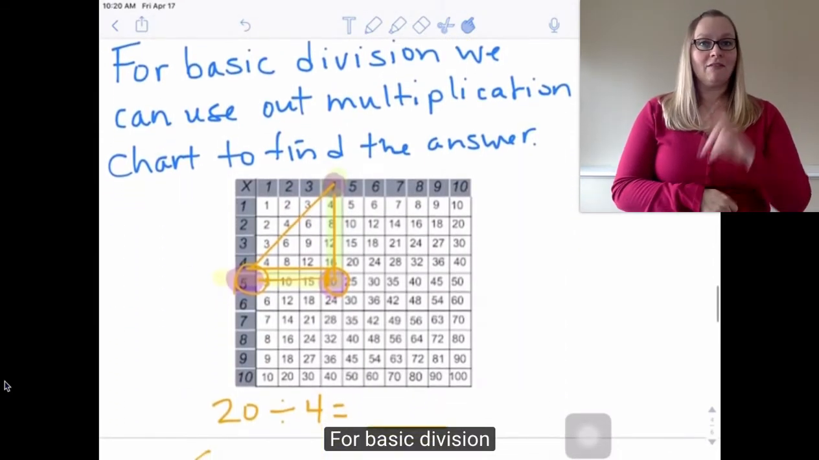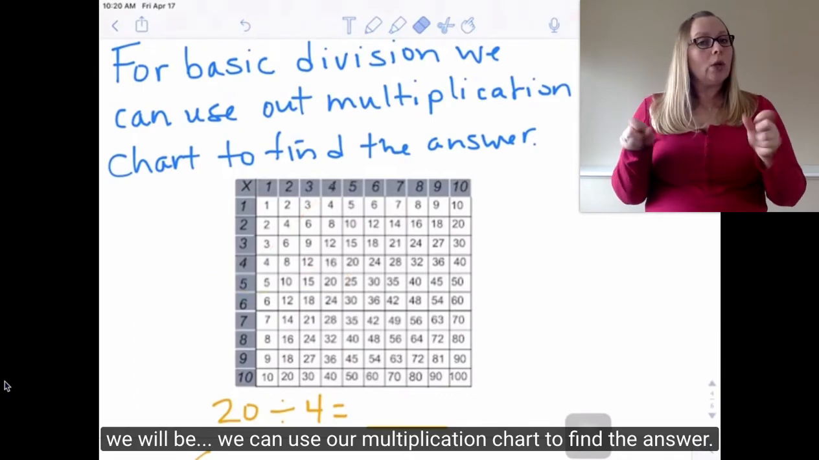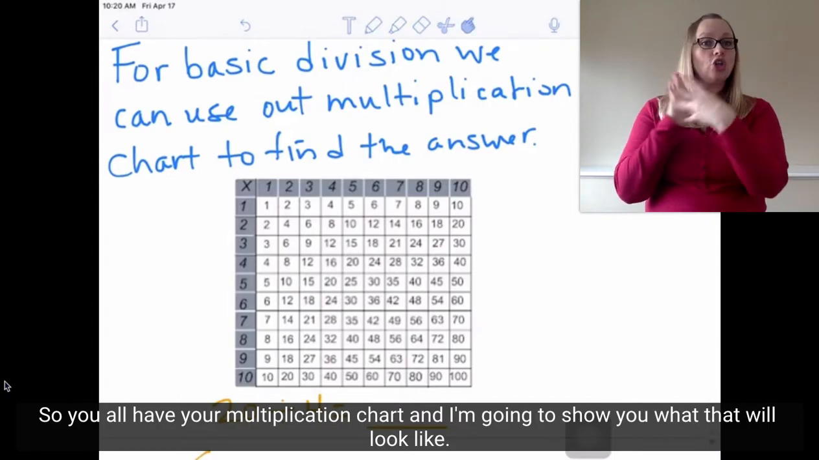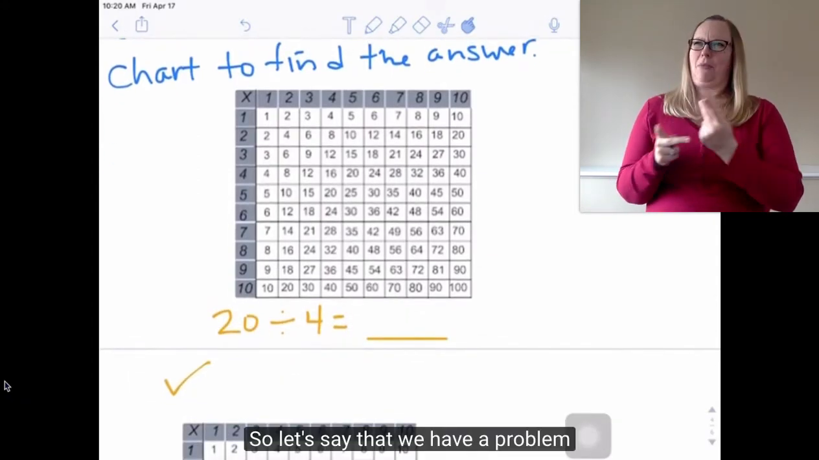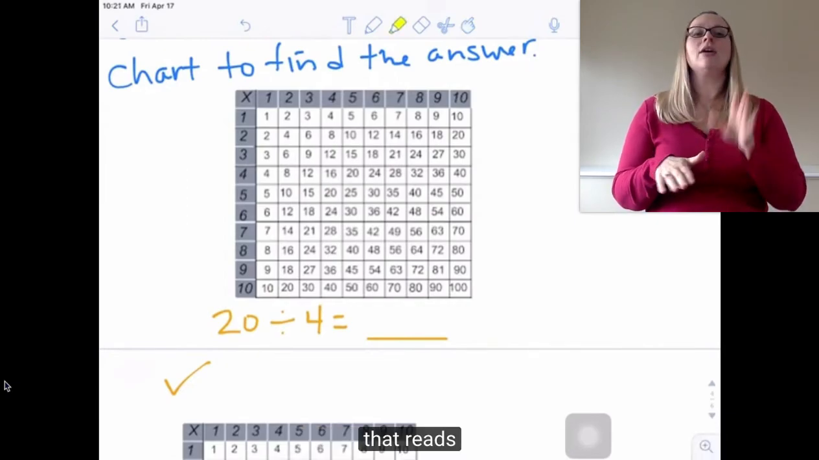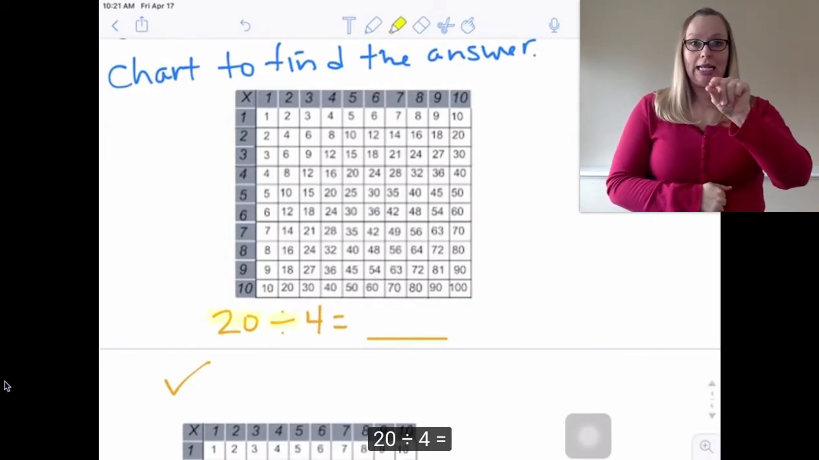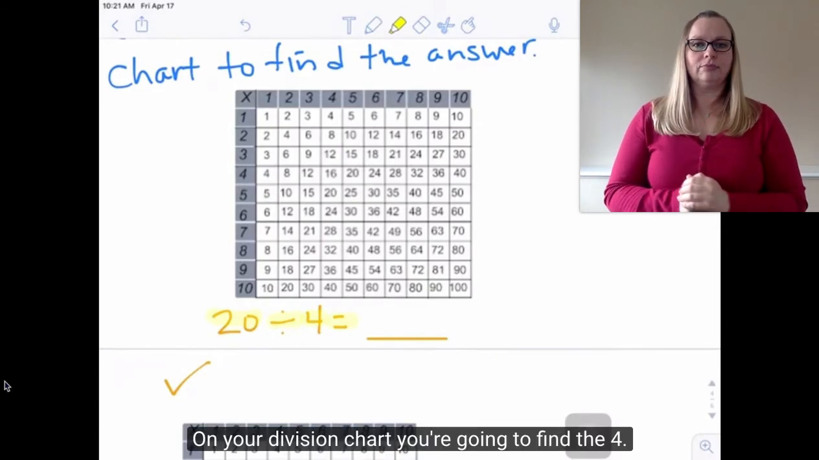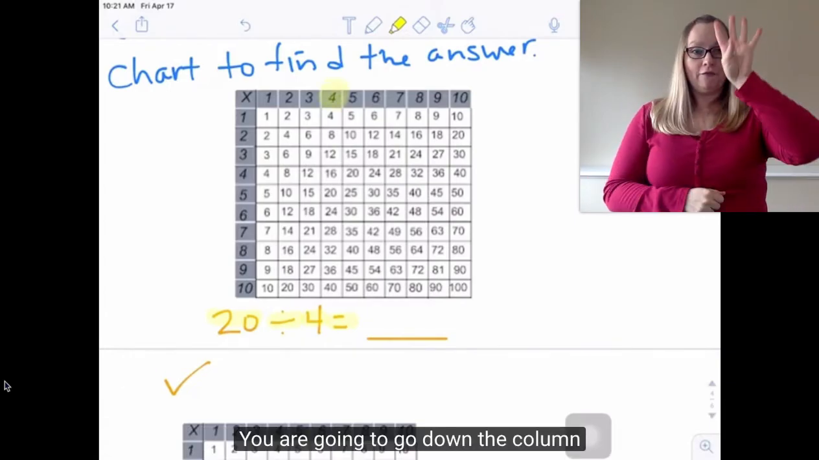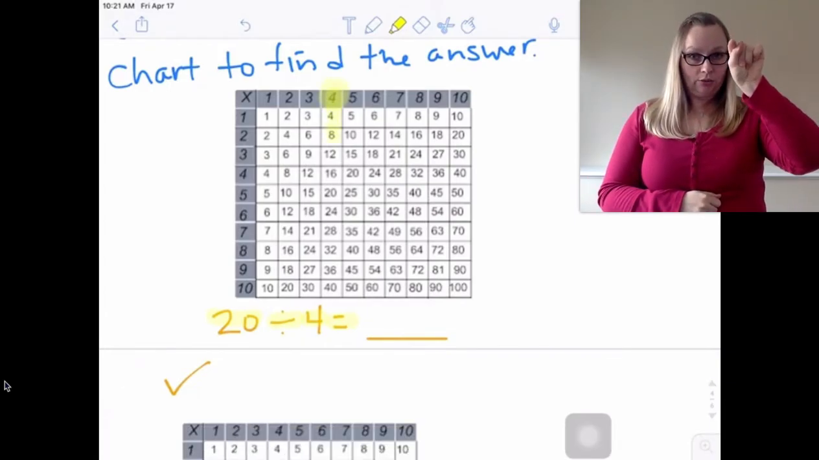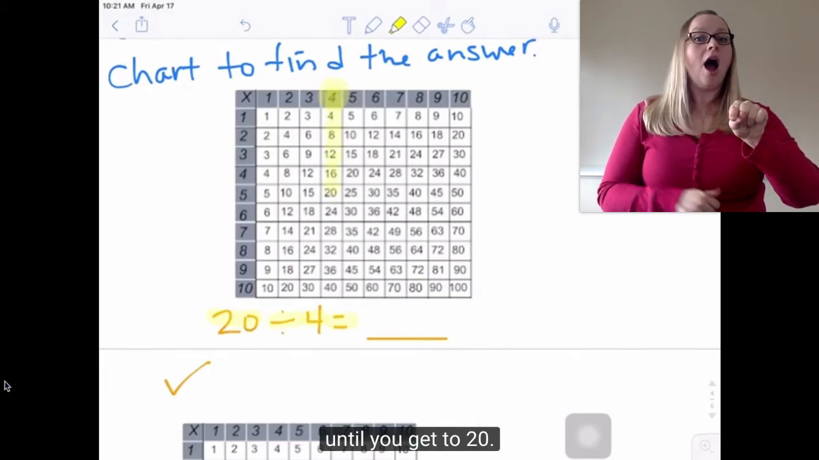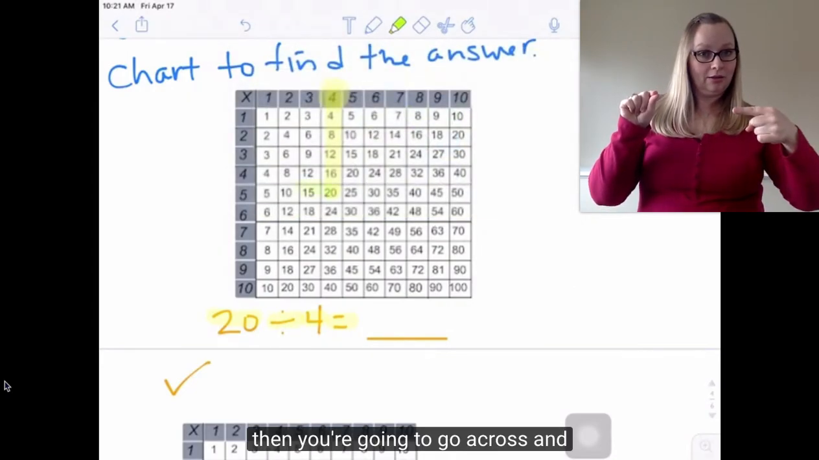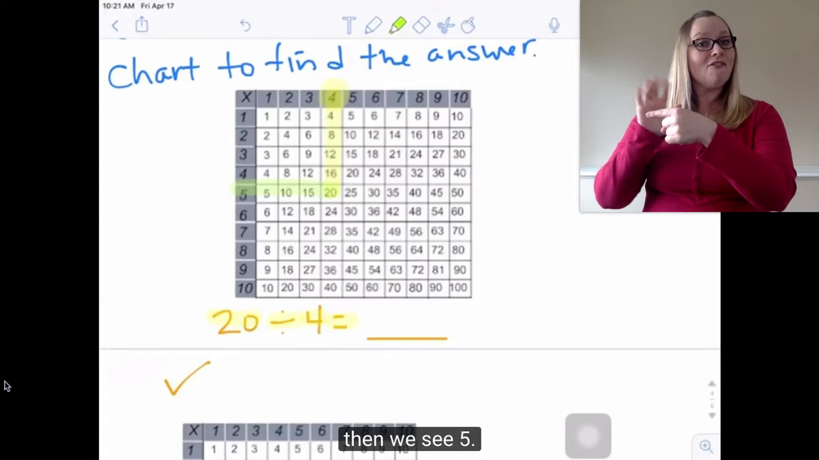For basic division, we can use our multiplication chart to find the answer. So you all have your multiplication chart, and I'm going to show you what that'll look like. So let's say that we have a problem that reads 20 divided by 4 equals, and we need to find the answer. On your chart, you're going to find the 4. You are going to go down the column until you get to 20. And once you reach 20, then you're going to go across. And then we see 5.